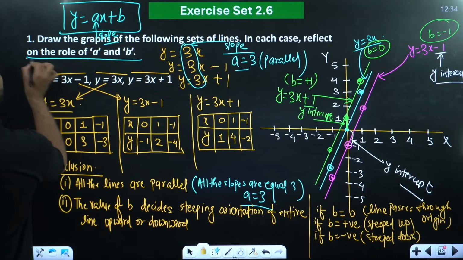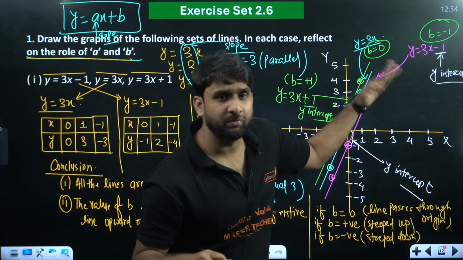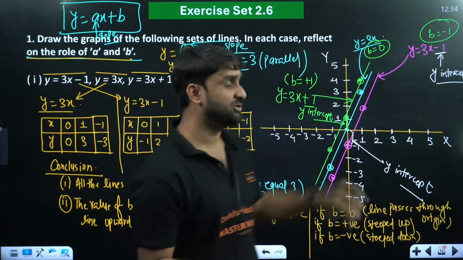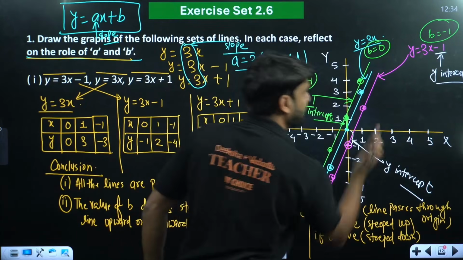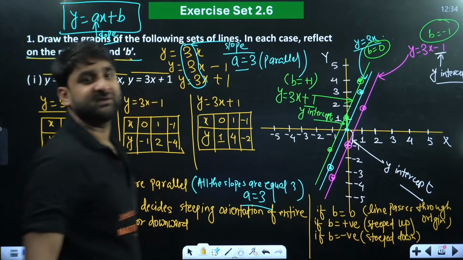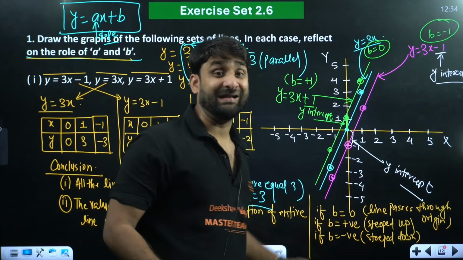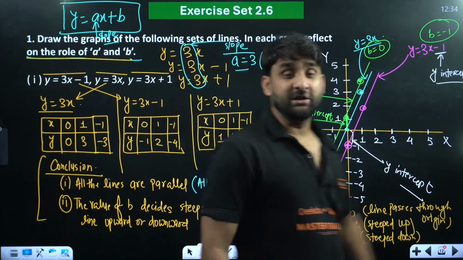So the question was, what is the role of A and B? A decides the slope, whether the line will be this or this, I mean inclination. And B decides whether the line will be in this direction or here. B decides the orientation. Orientation means the position of the entire line. So we have written here the conclusion. I hope this is clear to you, everyone.